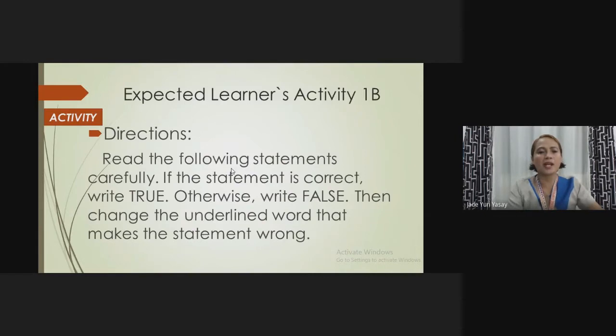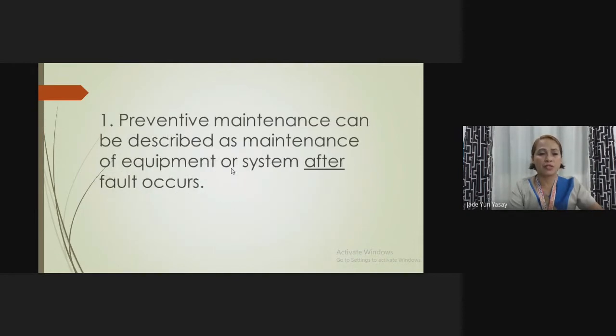So for expected learners activity 1B, we have here the directions. Read the following statements carefully. If the statement is correct, write true, otherwise false. Then change the underlined word that makes the statement wrong. Again, there were 5 questions.